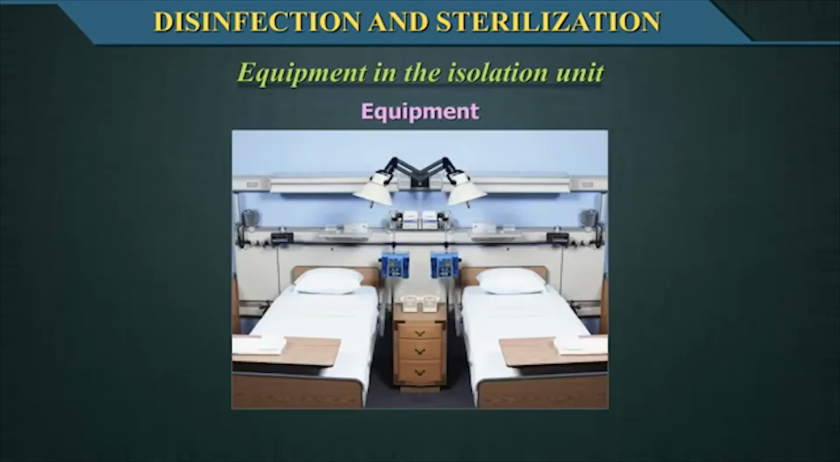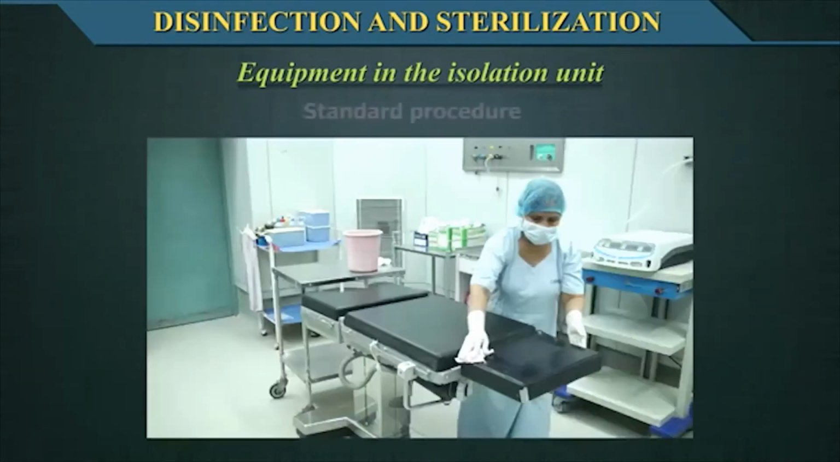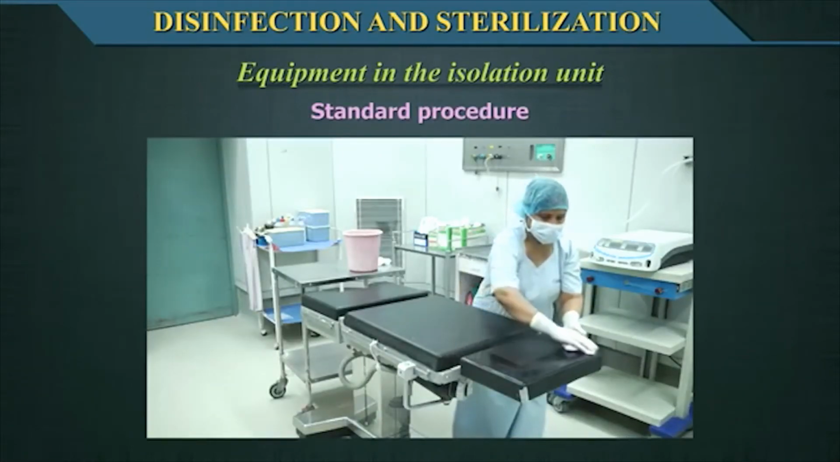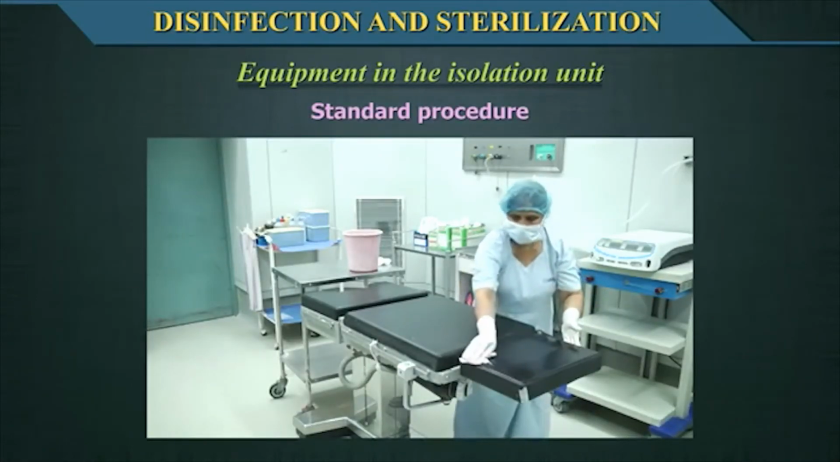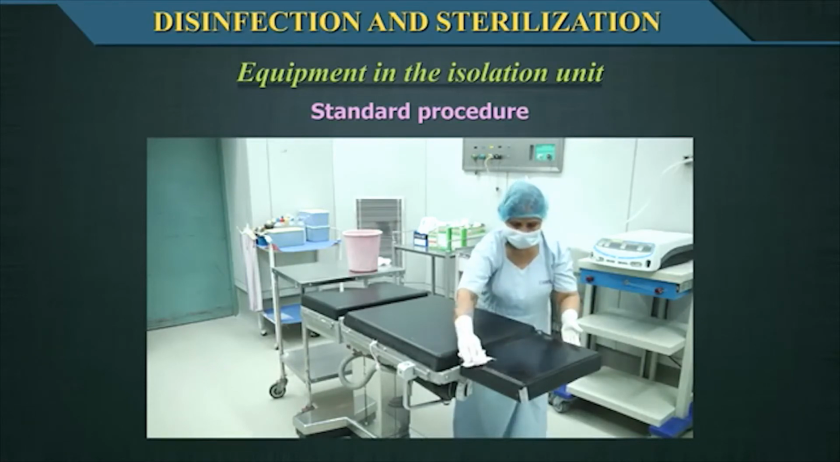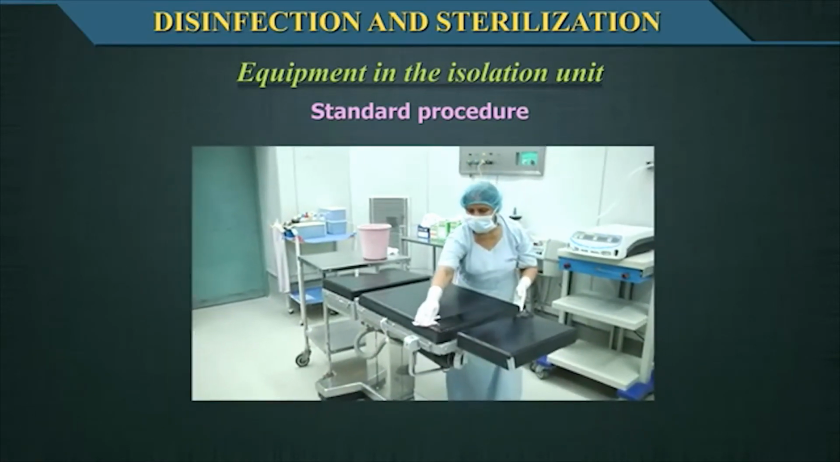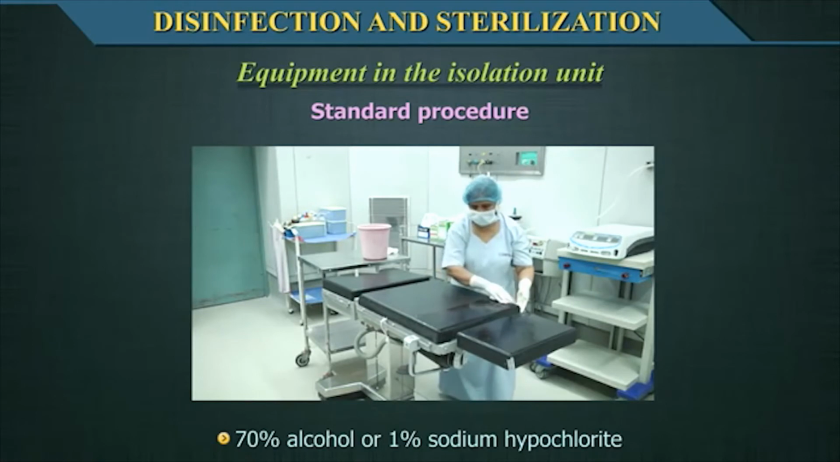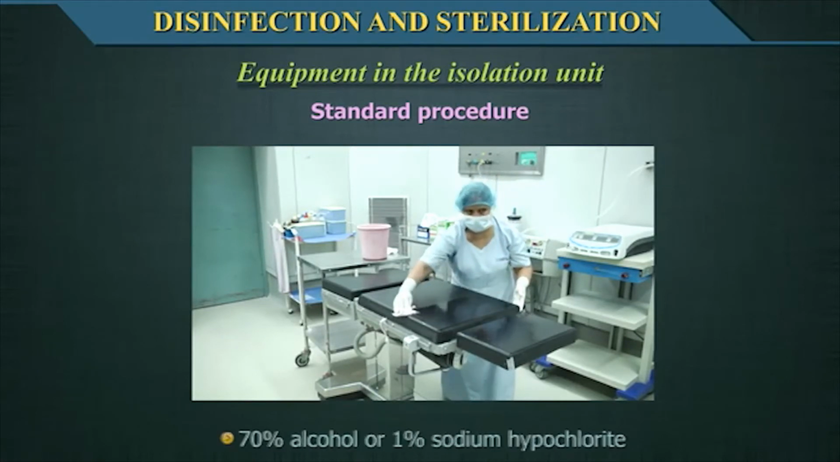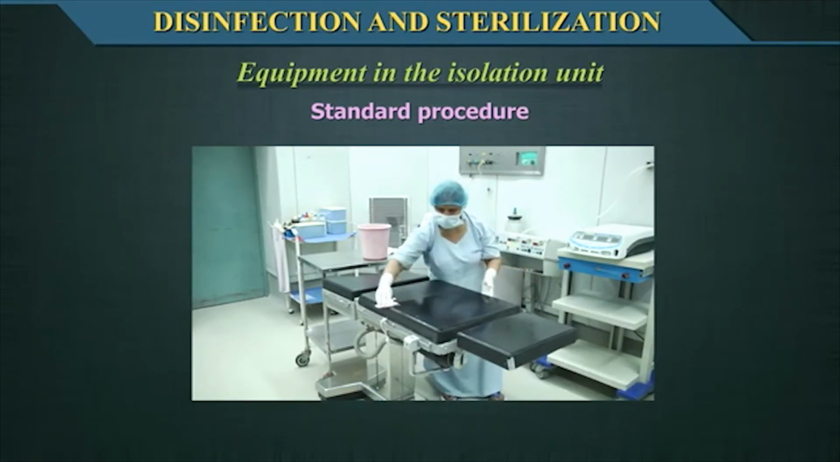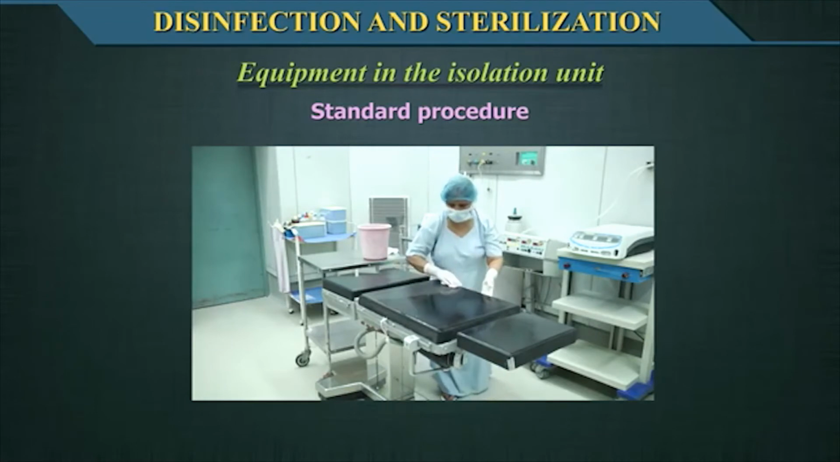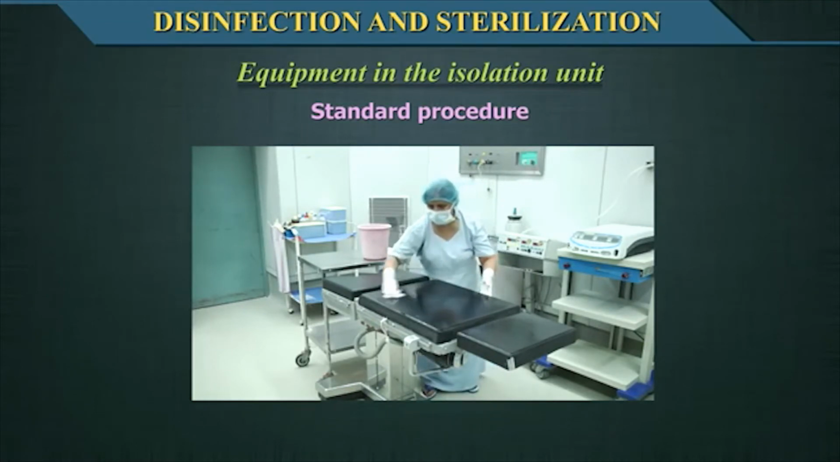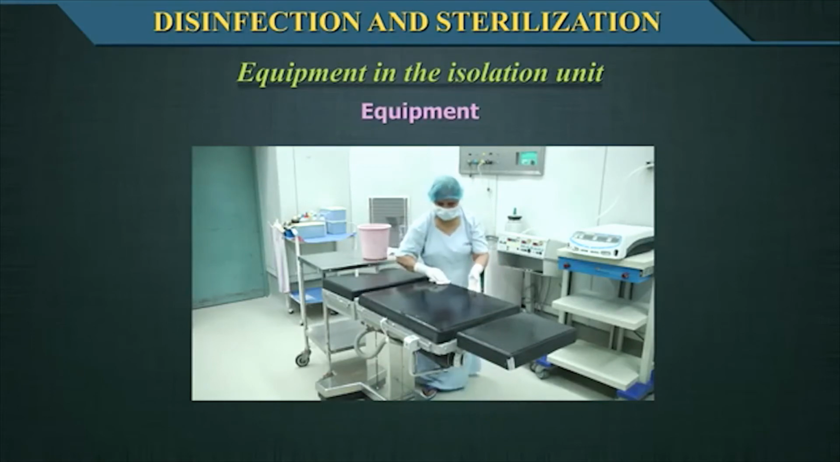Mattress or pillows: always cover with plastic covers. Standard procedure: clean with detergent and water between patients and as required. Wipe over with disinfectant such as 70% alcohol or 1% sodium hypochlorite. Discard pillow if the cover of the pillow is damaged. Change the cover of the mattress if torn, or discard the mattress depending on the institutional guidelines.